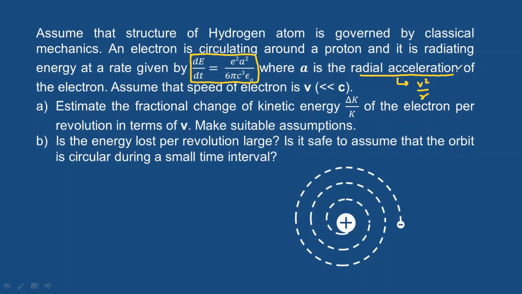And assume the speed of the electron is v, which is quite less as compared to c, the speed of light in vacuum. This is so that we could neglect any relativistic effects.